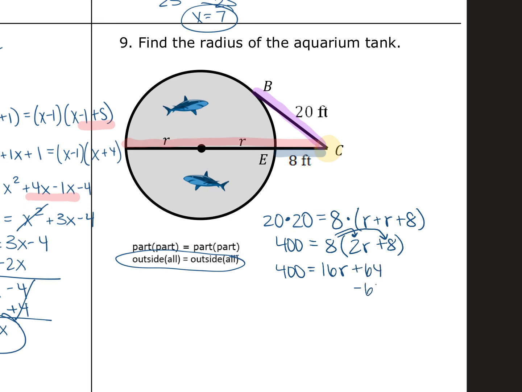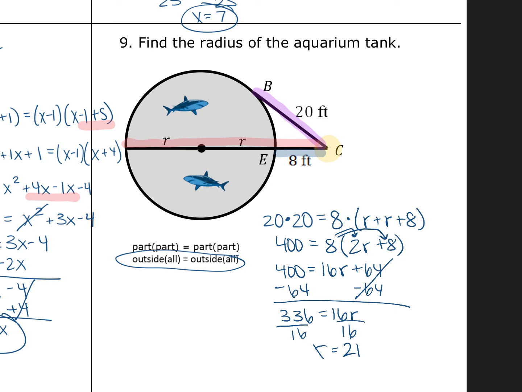We are going to subtract 64 on both sides to get rid of it. 400 minus 64 is going to give us 336. Bring down your 16r, and the 64's cancel out. And then last step, we need to divide both sides by 16. And that is going to give us r equals 21.